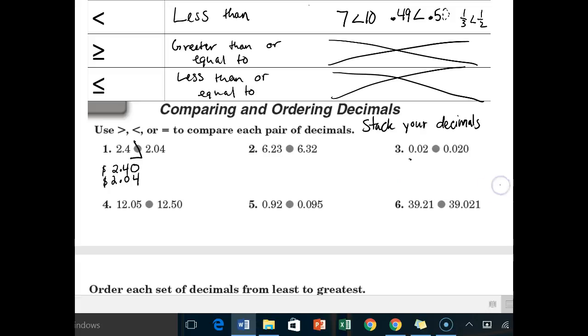Number 3, so I'm going to stack them, 0.02, remember your decimals are lined up, 0.020, all right? So I'm going to add a 0 because I have an empty space, and look at that. I have 0.02, 0.02. All my numbers are exactly the same in every single place value, so these numbers are equal.